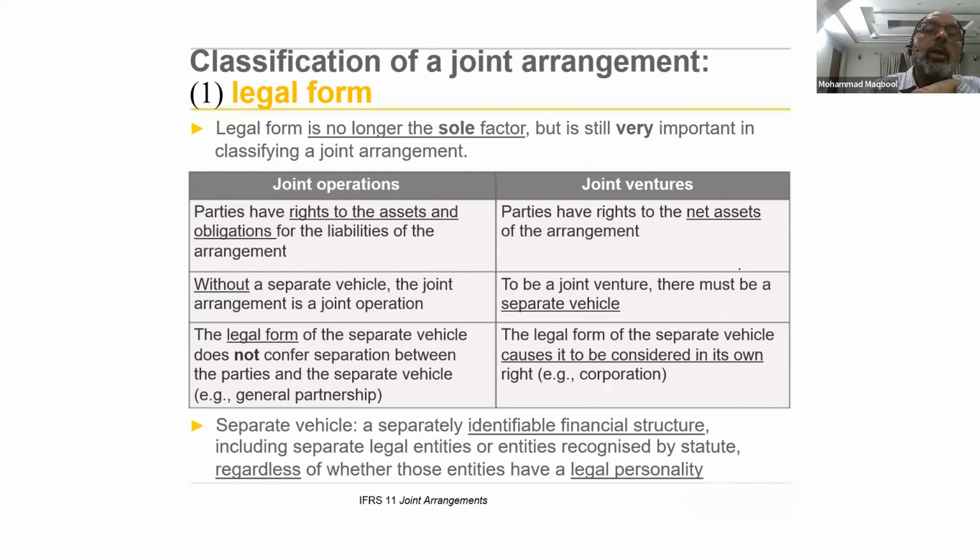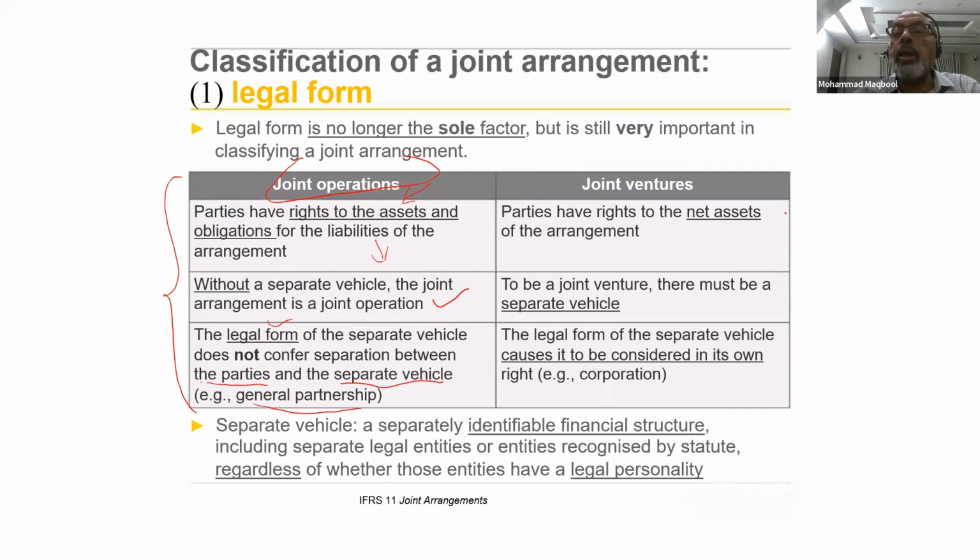Let's say, if we look at the joint operation, right to assets and obligation to liability. This is the first thing. Without a separate vehicle, it's a joint operation. Legal form, a separate vehicle does not confer separation between the parties, which are the investor and the separate vehicle, like a general partnership. So this is a joint operation.